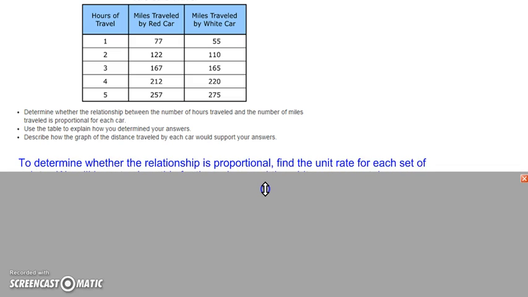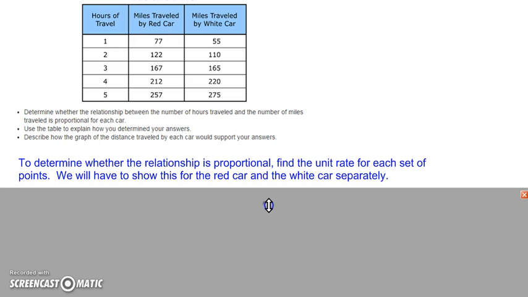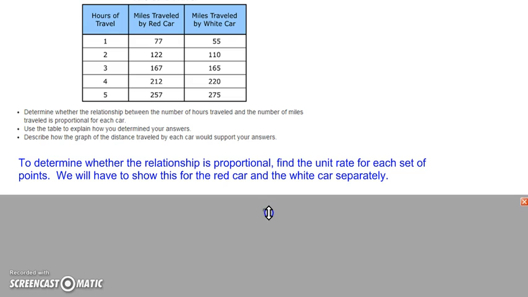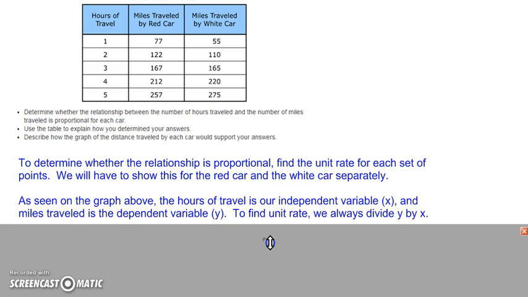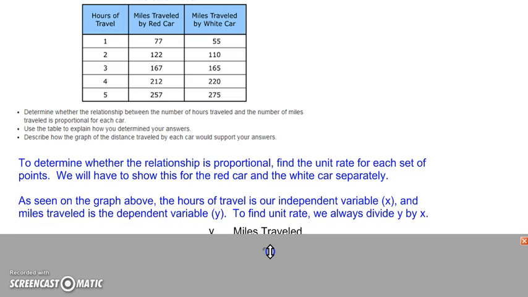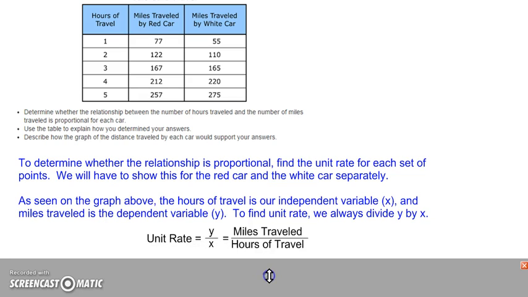So to determine whether the relationship is proportional, find the unit rate for each set of points. We'll have to show this for the red car and the white car separately. As seen in the table above, the hours of travel is our independent variable x, and the miles traveled is the dependent variable y. To find unit rate, we always divide y by x. So unit rate equals y divided by x, the miles traveled over the hours of travel for each set of data points, for each of the cars.